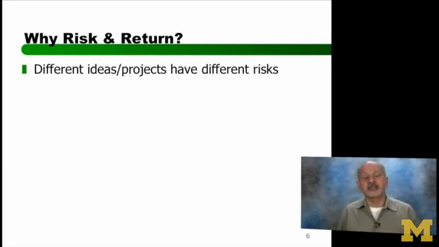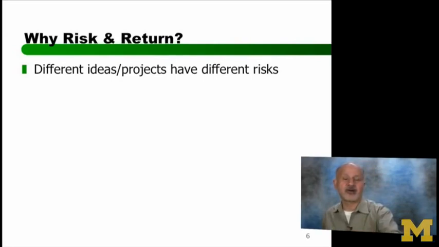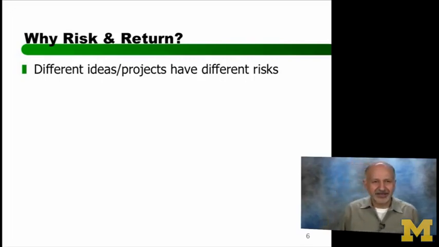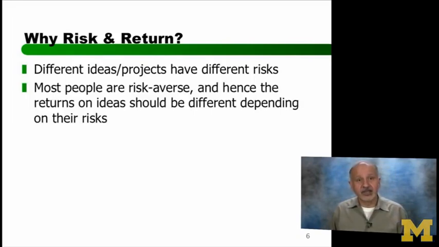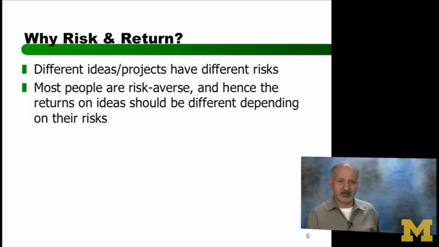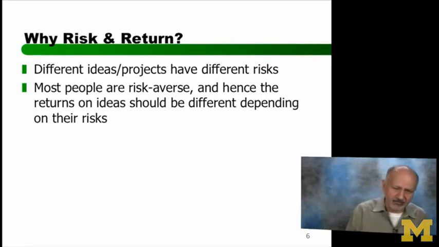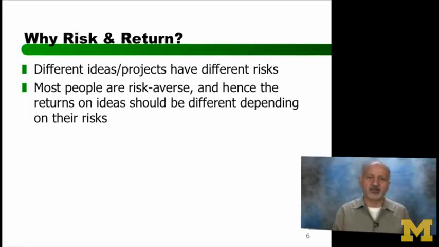Which is riskier? A corporate bond or an identical government bond? Corporate. Why? Because the company promises to pay but may not be able to. Not because they are devious, but because times do change, like has been happening the last few years. Most people are risk averse, and hence returns on ideas should be different depending on their risks. This is very, very key to what we're going to talk about.